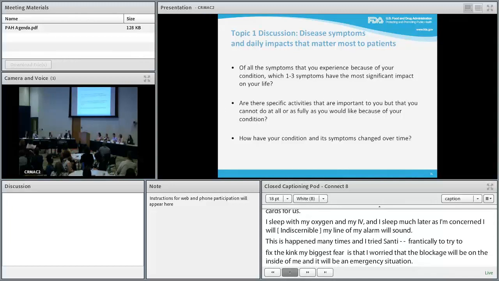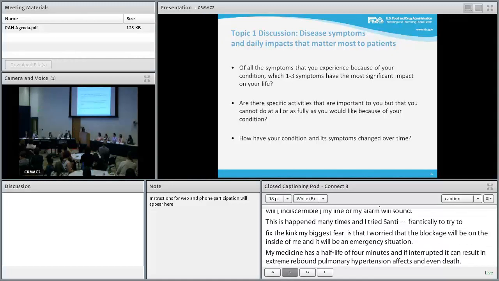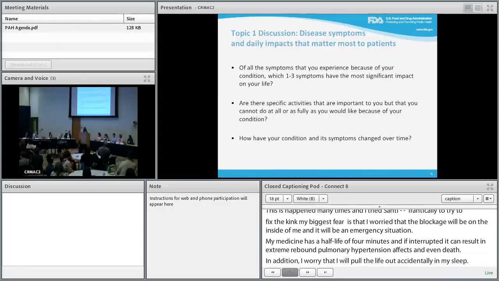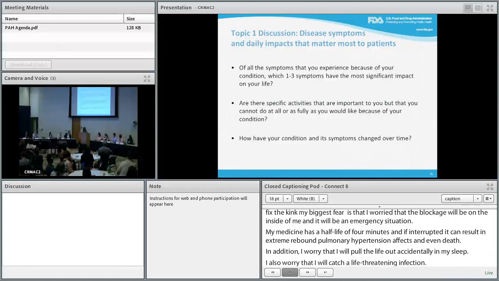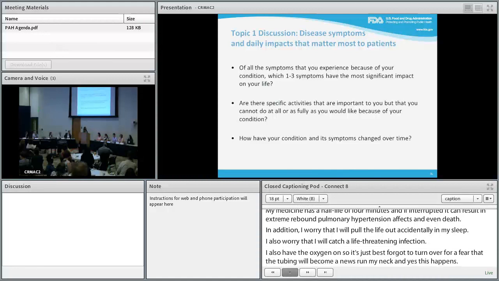In addition, I worry that I'll pull the IV line out accidentally if I flip around in my sleep. I also worry that I'll catch a life-threatening infection. I also have the oxygen on, so it's just best not to turn over, for fear at some point my tubing will become a noose around my neck. And yes, this happens. Showers are difficult. Is the water bandage on securely? Is the IV bag pump securely hung somewhere where I can get under the water but it remains dry? Should I take off my oxygen so I don't have water shooting up my nose and I have more mobility and less tubing in the shower, or do I take it off and let my heart race?